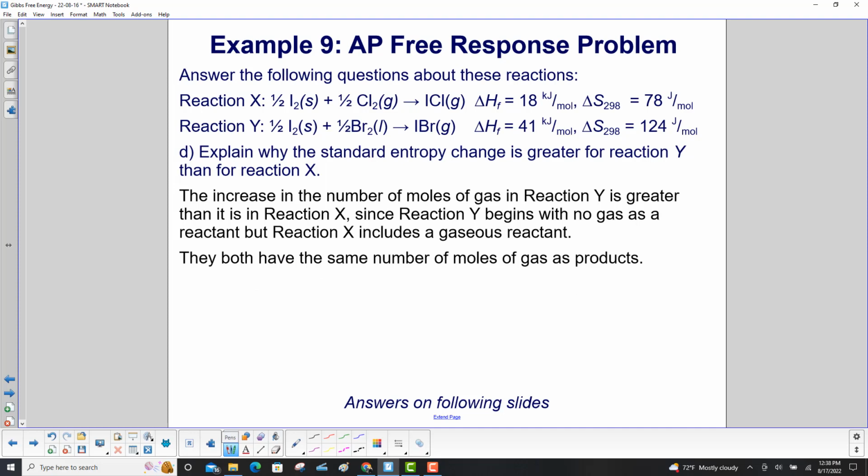Explain why the standard entropy change is greater for reaction Y than for reaction X. The increase in the number of moles of gas in reaction Y is greater than reaction X because reaction Y begins with no gases, right, just a solid and a liquid, and reaction X includes a gaseous reactant. They both have the same number of moles of gas as products, therefore the standard entropy change is greater for reaction Y.